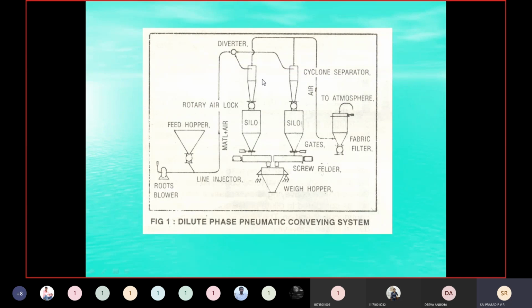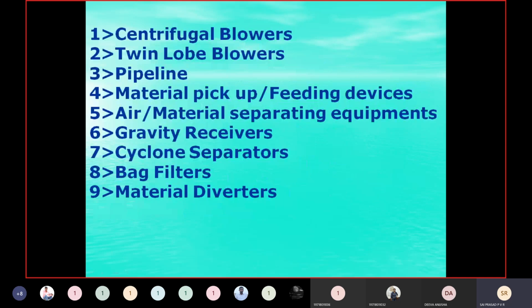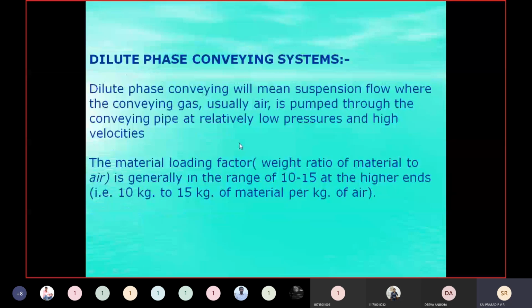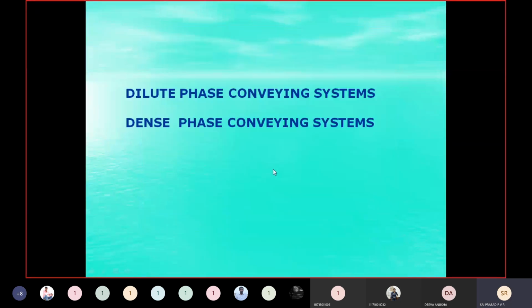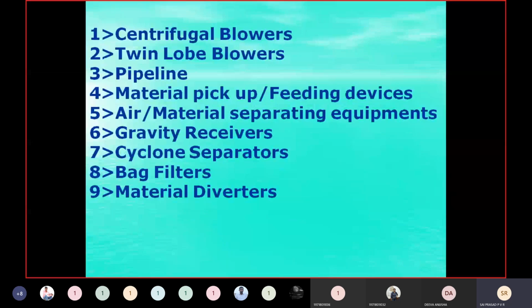So in the cyclone separator, what is happening? The feed consisting of air and the solids are separated. Solids are coming down, whereas air is going from the top. Okay, this is one equipment, one component. Then the gravity receivers. This part is the gravity receiver, which receives what falls from the bottom. Then the cyclone separator, the entire setup.